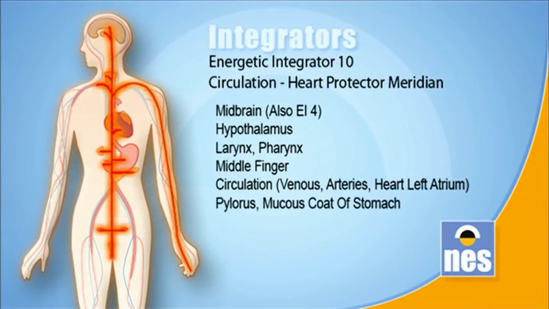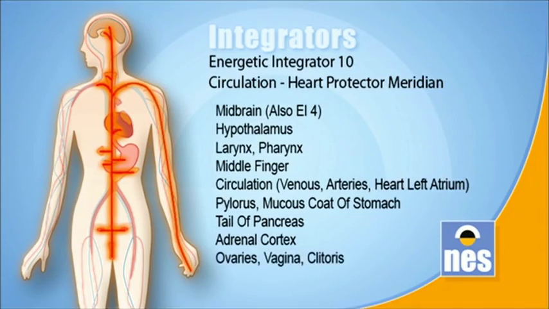The pylorus links to Integrator 10 as well as just the tail of the pancreas. And the big one is the adrenal cortex. The adrenal cortex produces the anti-inflammatory hormones, without which your body will become very painful very quickly. There is a link to the ovaries as well as the clitoris and vagina. Very much a female flavour here, as well as circulatory diseases of all types.